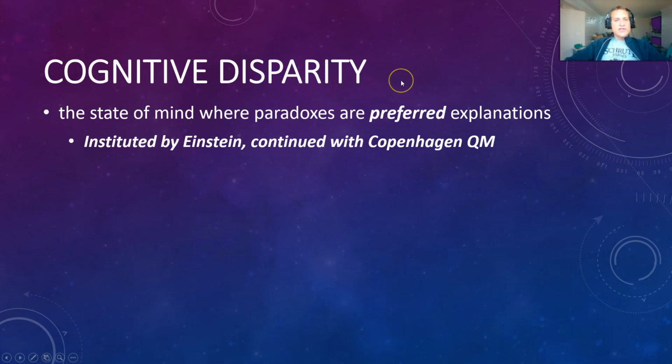Okay, so dispensing with cognitive disparity. Just to review, what is cognitive disparity? That is the state of mind where paradoxes have become preferred explanations of phenomena in reality. Of anything, people just prefer paradoxes. And again, this was begun and instituted by Einstein, where he said in his simultaneity paradox that photons can do two different things at the same time. And then, of course, this was continued directly with the Copenhagen quantum mechanics interpretation, where things like cats can be two different things or an infinite number of different things at the same time.